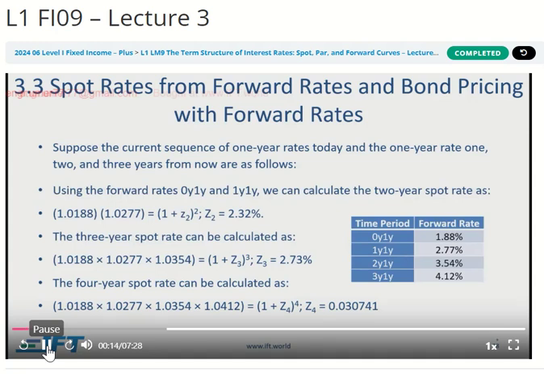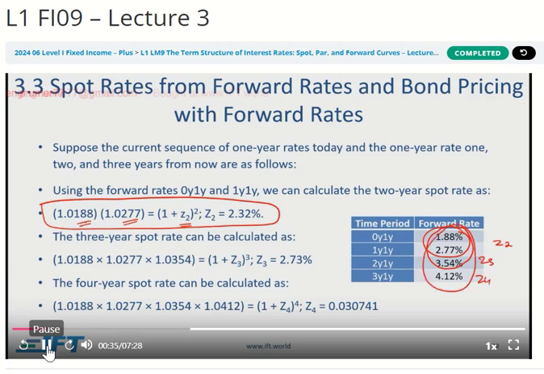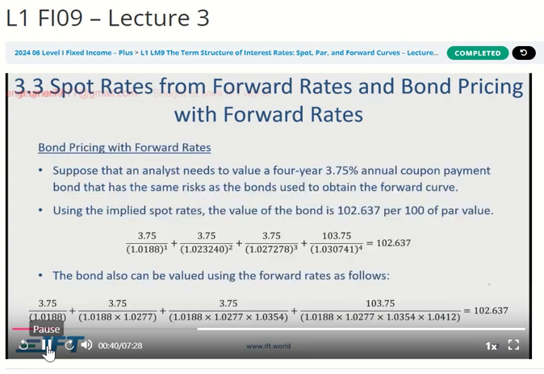Of using forward rates to calculate the spot rates. So here we calculated Z2 based on the forward rates, right? And then similarly, we calculated the Z3 based on these three forward rates, and then we calculated Z4 based on these four forward rates. You could use these forward rates to calculate these spot rates and use that to calculate the value or the price of a bond.